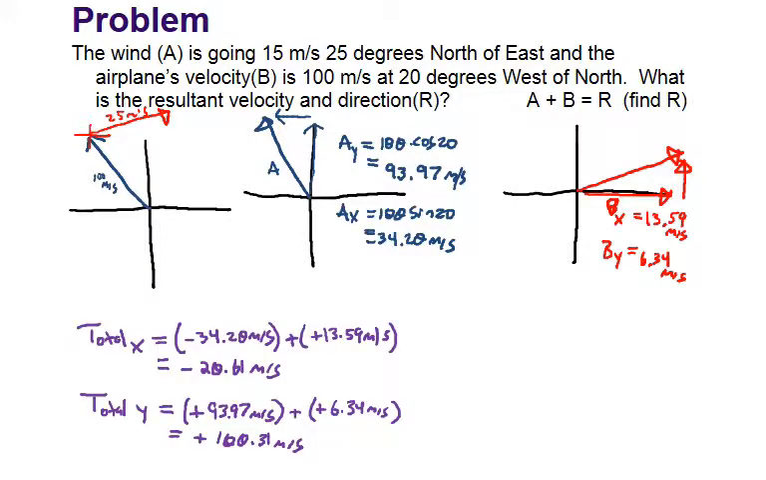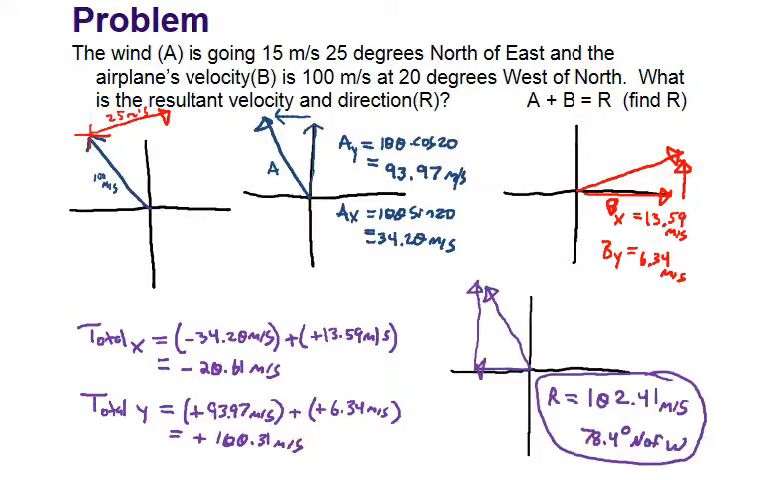We get our totals. Our total x is negative 20.61, and then our total y is 100.31. And then we can write out our resultant velocity, bringing those together, 102.41 meters per second, 78.4 degrees north of west. So that is the resultant vector of the wind and the airplane's velocity. So this is very similar to what we did with displacement.